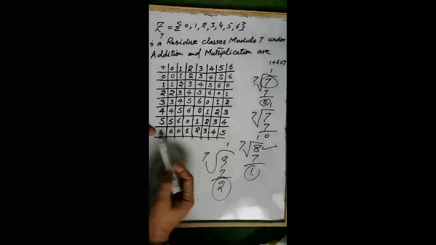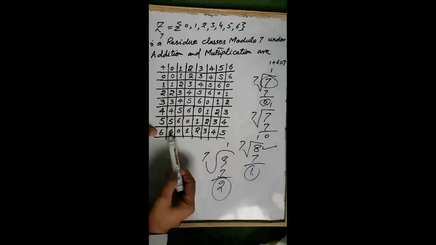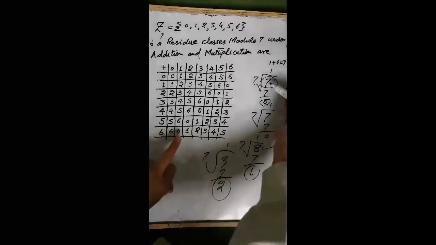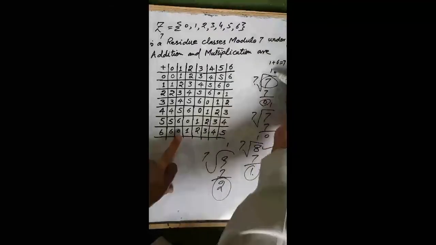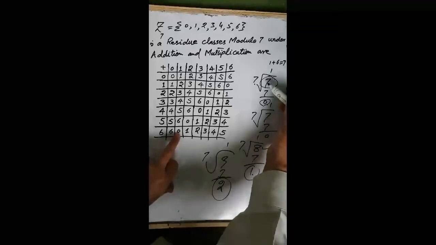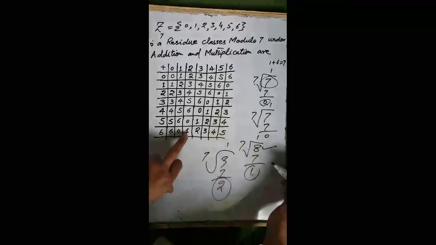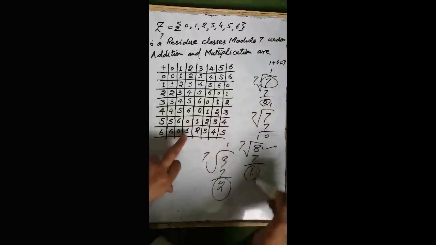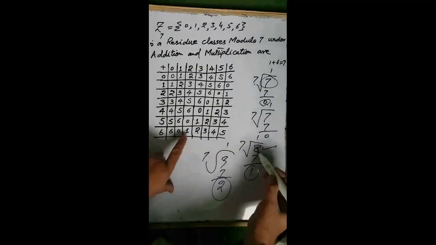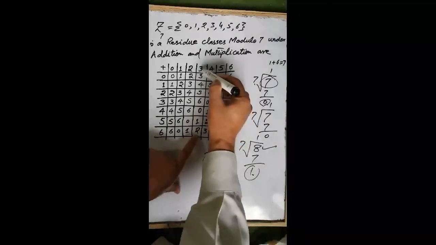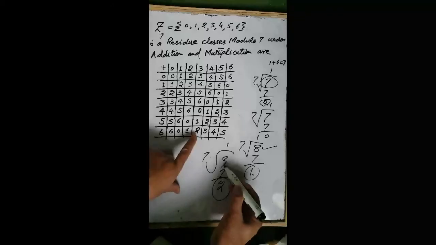Now the last column: 6 plus 0 is equal to 6. 6 is less than 7. Substitute 6 here. 6 plus 1 is equal to 7. Divide 7 by this 7. The remainder is 0. Replace this 7 by the remainder 0, and 6 plus 2 is equal to 8. Divide the result 8 by 7. The remainder is 1. Therefore replace this 8 by the remainder 1, and 6 plus 3 is equal to 9.